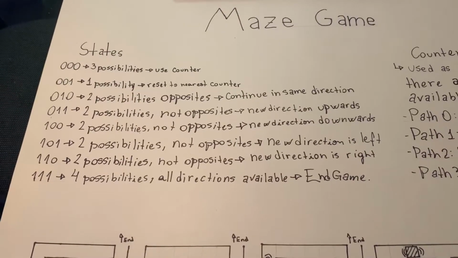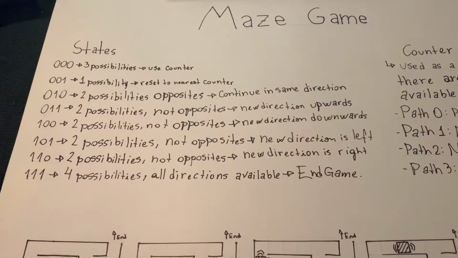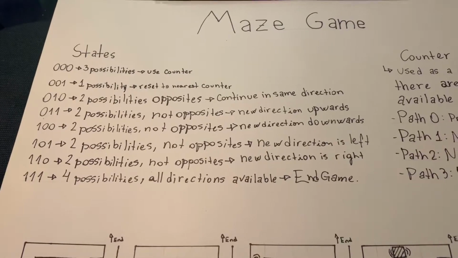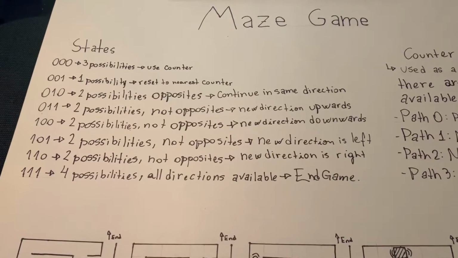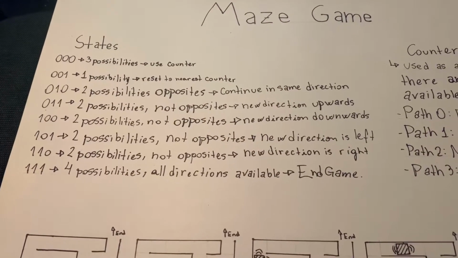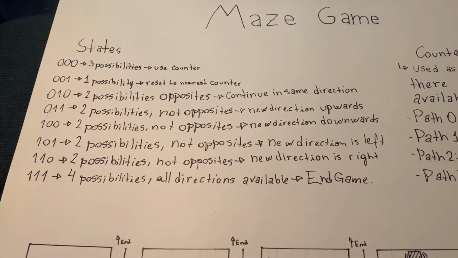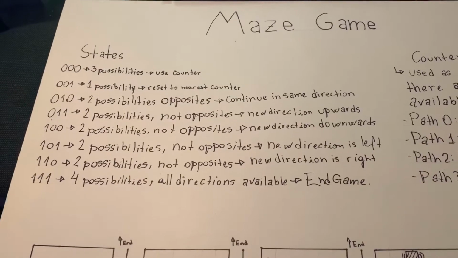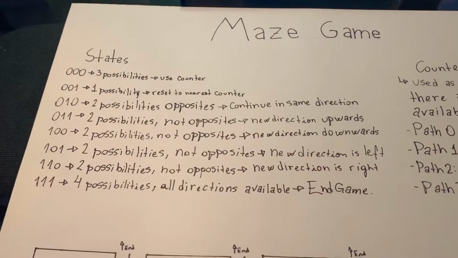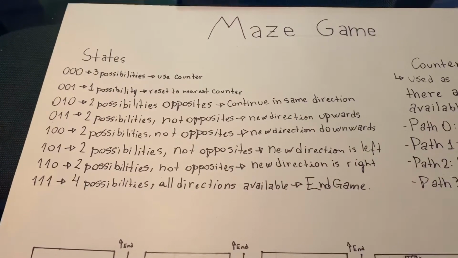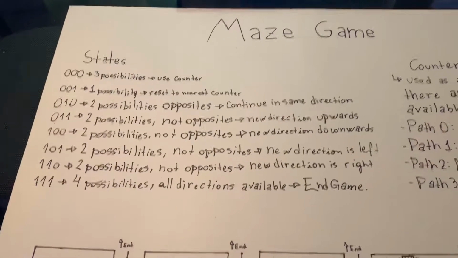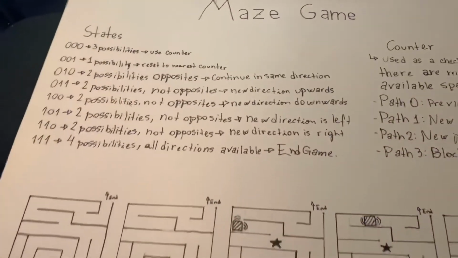The next would be 011, not opposite possibilities, meaning a new direction upwards, and so on until the 110, which would be not opposites and the direction right. 111 would be 4 possibilities, all directions available, which would mean the end of the game.